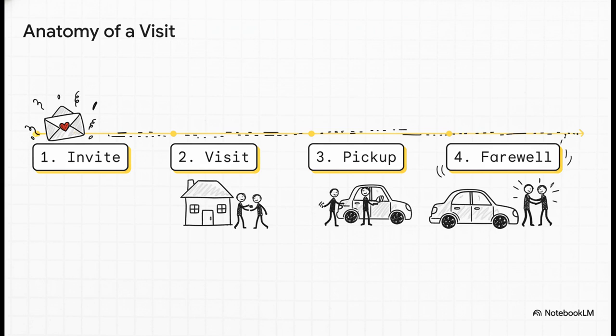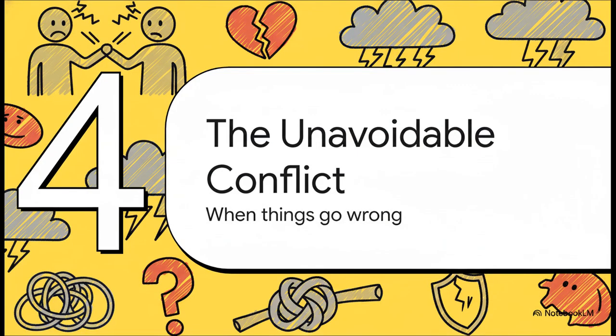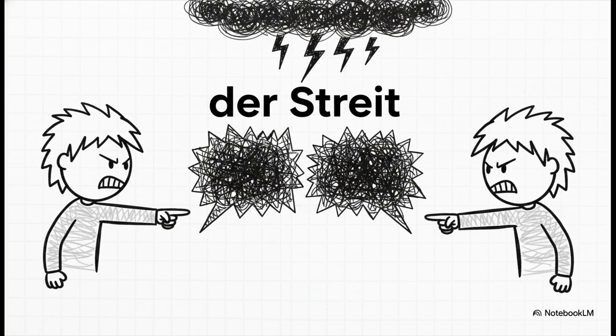You say your goodbyes. Well, every story has its ups and downs, and relationships are definitely no different. We have to be prepared for when things don't go so well. So let's look at the words you need for the tough times, for when things go wrong. It usually starts with this single, powerful word, der Streit. That's D-E-R-S-T-R-E-I-T. It means the argument, the fight, the disagreement. This is the word that signals things are taking a difficult turn.